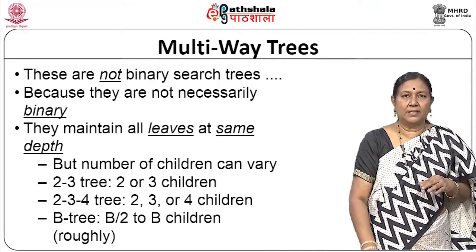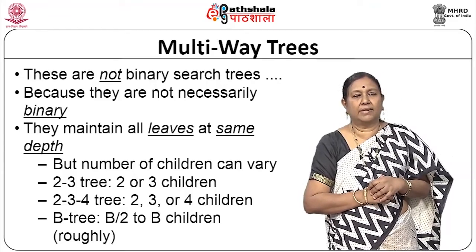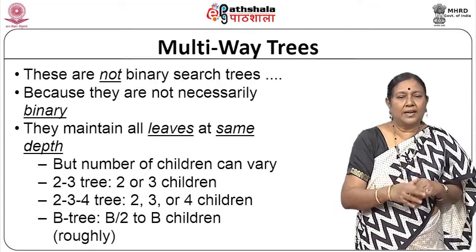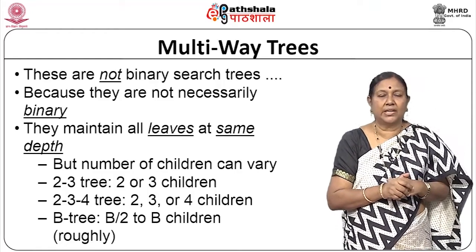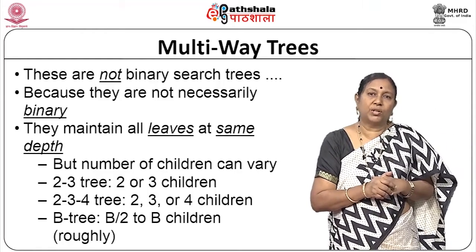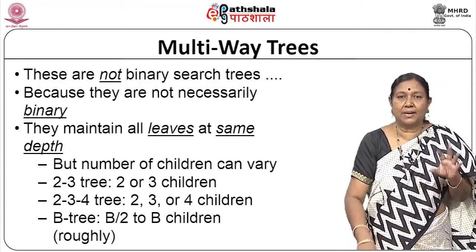A B tree is a special case where we can have roughly B by 2 to B children. Again, we will be talking about that in a later module. In this module we are going to talk about the 2-3 tree, where a node can have 2 or 3 children, but more importantly please note that all leaves are maintained at the same depth.